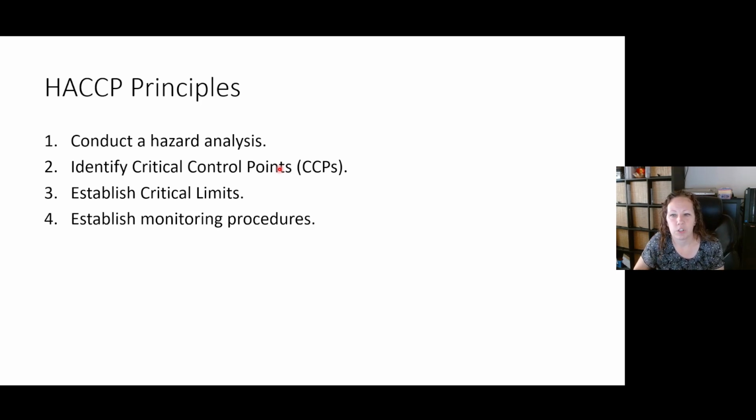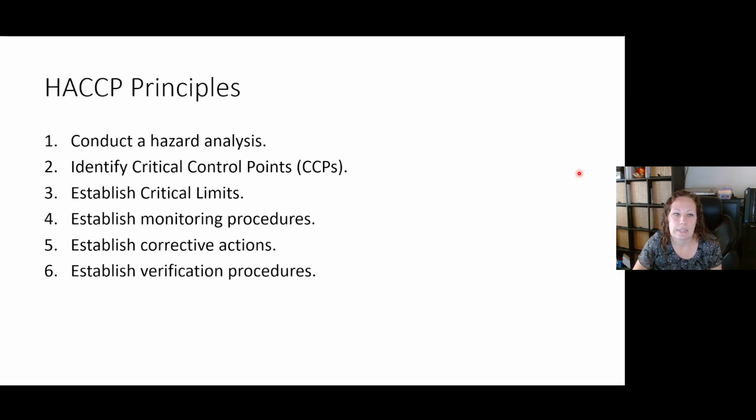Fourth is establishing monitoring procedures. So you have to have a plan for how you're going to monitor these things. How often? How long? Who does it? Fifth is establishing corrective action. So what if you have a deviation? Okay, what is the corrective action you take? Can you recook the product to make it safe? Do you have to dispose of it? What is the thing that you do to make sure that only safe product is entering the food supply?